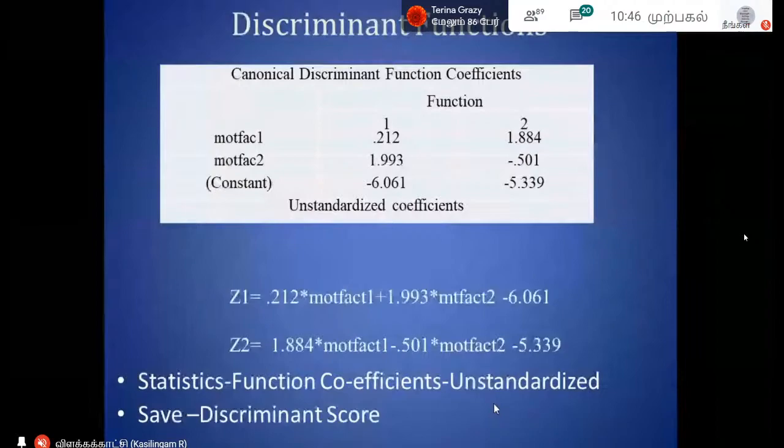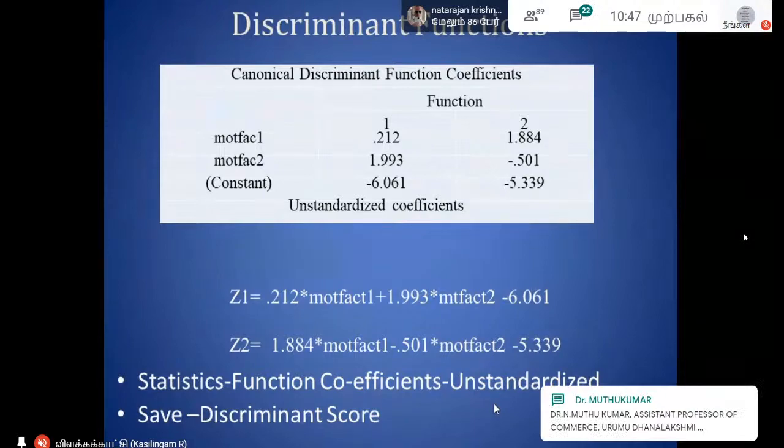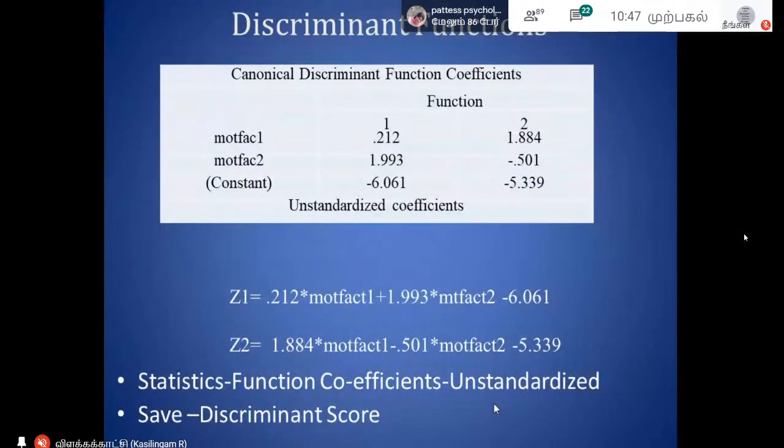Normally for a discriminant function we use Z, so the functions are Z1 and Z2. Based on these coefficients, now I have a function. These are the 2 independent variables: motive factor 1 and motive factor 2. Now my dependent variables are discriminant function 1 and discriminant function 2. So discriminant function 1 equals 0.212 into motive factor 1.